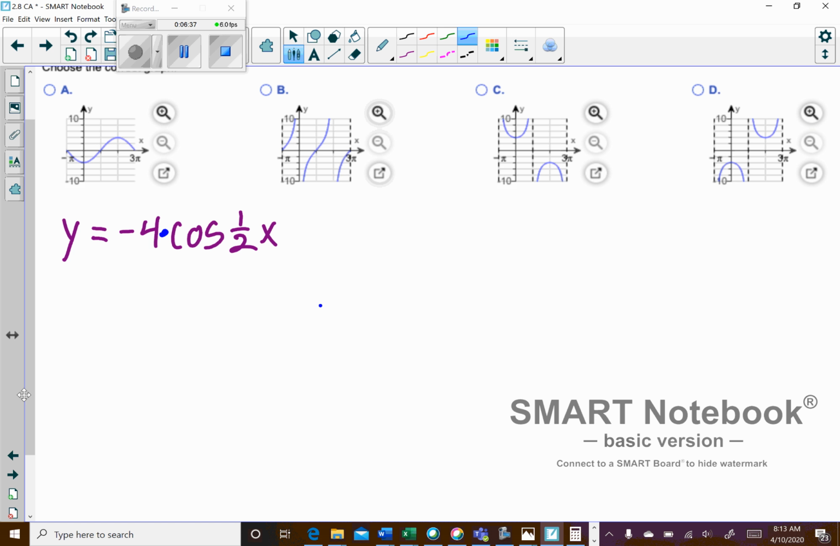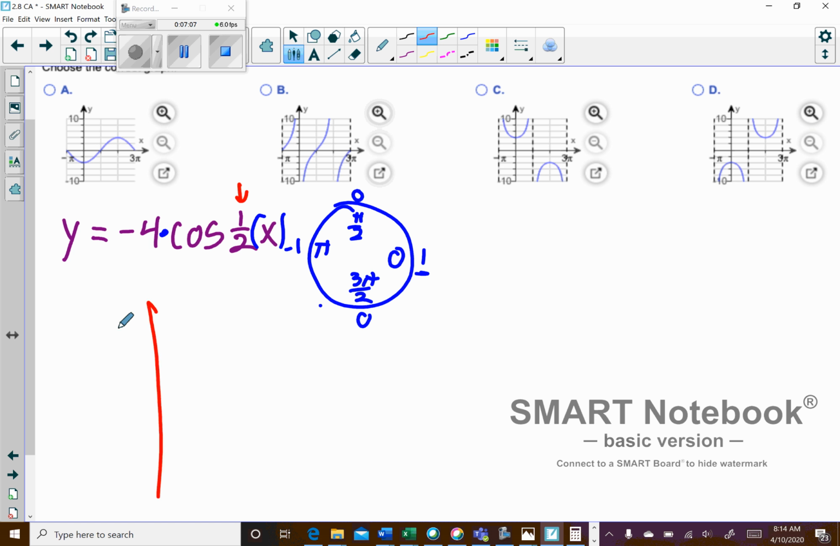Okay, so if you remember on the circle, the way I like to do this is, cosine's going to go 1, 0, -1, 0, back to 1. Now, what you have to plug in for x is something that will make it equal 0, pi over 2, pi, and then 3 pi over 2. And you notice that the 1/2 right there is going to start throwing things off a little bit, okay? So let's make a little table here. And then obviously I need to multiply by -4 afterwards.